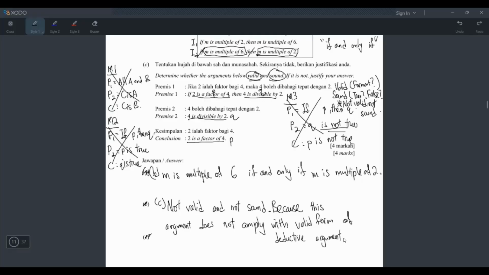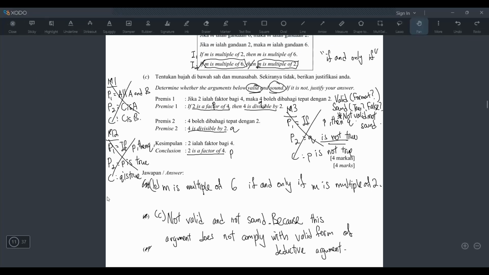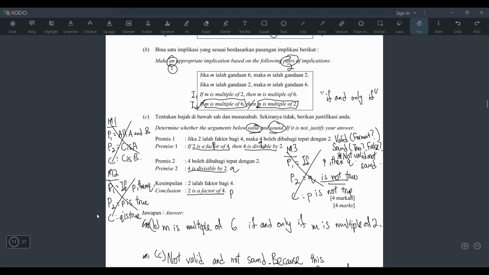Okay, you can also say something like, because this argument does not follow any valid form of deductive argument, because there's 3 forms, right? And it does not follow any of these 3 valid forms. That's why we call it not valid. So that's how I would put it.